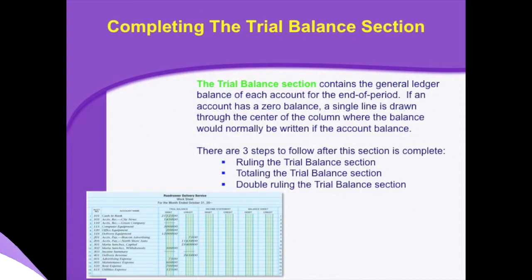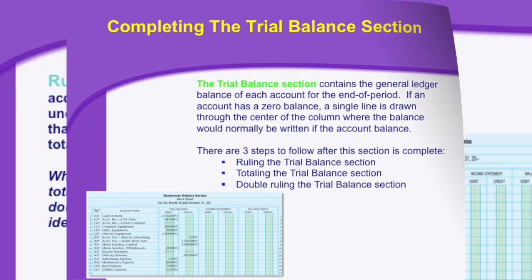The trial balance section contains the general ledger balance information for each of the accounts for the end of the period. If an account has a 0 balance, a single line is drawn through the center of the column where the balance would normally be written if there was a balance. There are 3 steps to follow after the section is complete. 1 is to rule the trial balance section, 2 is to total the trial balance section, and 3 is to double rule the trial balance section.